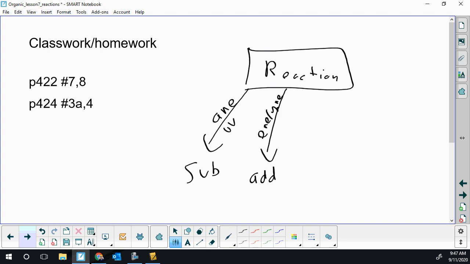So this is how you really want to tackle this unit. Identify the family, know the catalyst, and you can really figure out what's going on fairly quickly, hopefully.